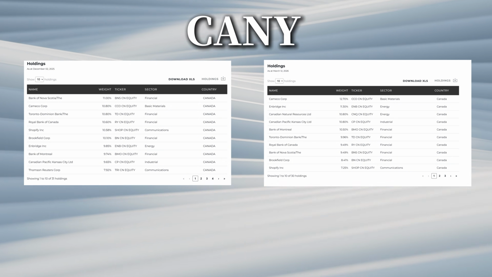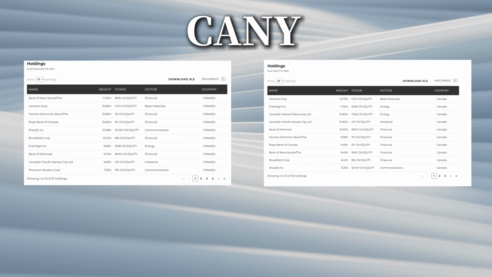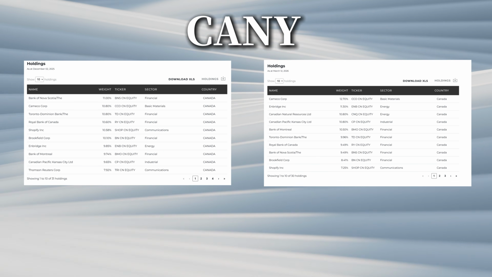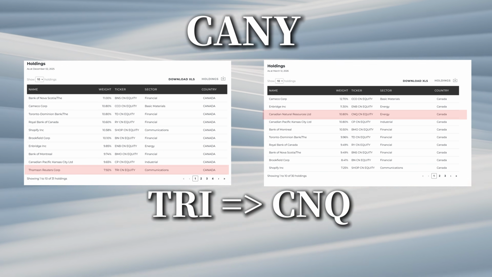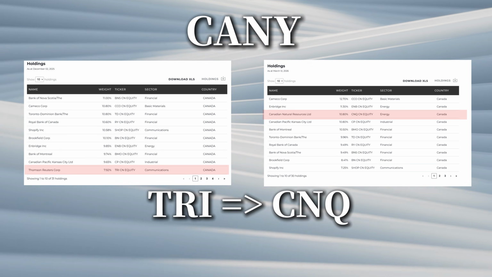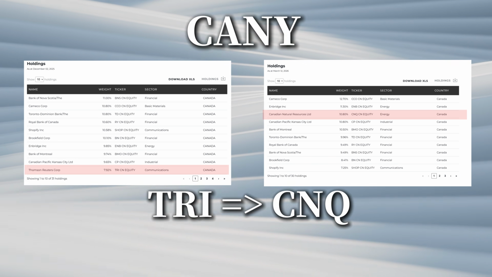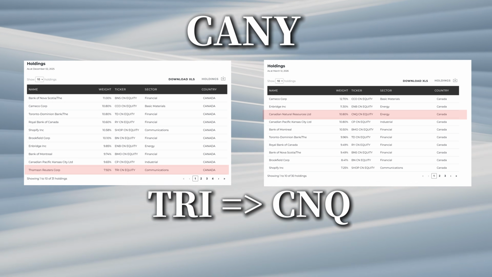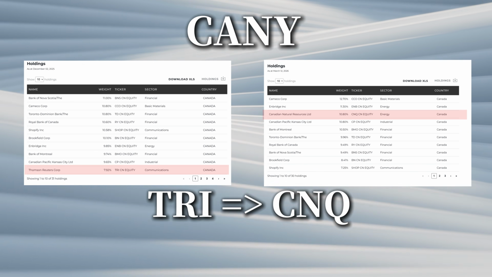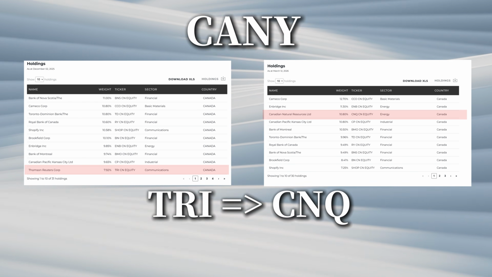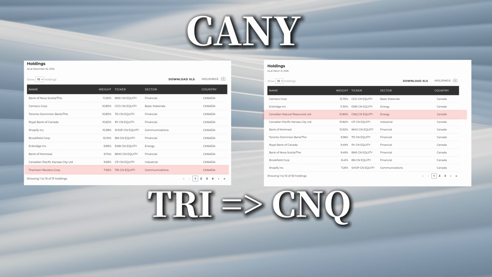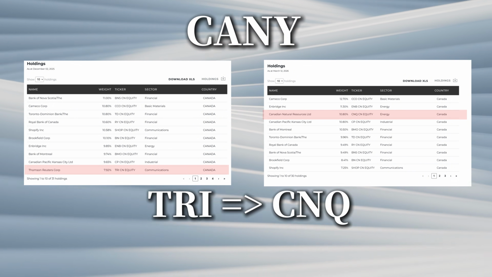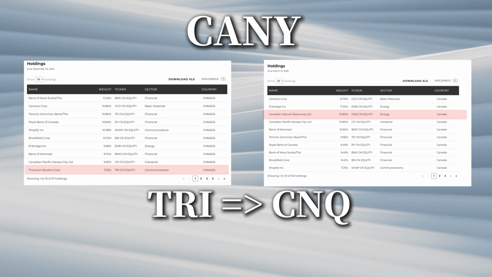Finally, let's look at the latest changes in holdings, which reflect the fund manager's outlook. In CANI, they removed Thomson Reuters and added CNQ, Canadian Natural Resources. I think this is a solid move. With the volatility in oil prices caused by Middle East tensions in early 2026, the manager is clearly embracing hard assets, using the certainty of the energy sector to hedge against geopolitical risks.